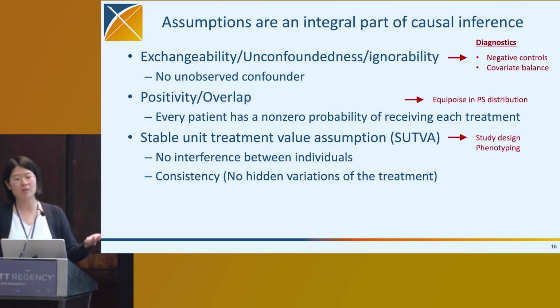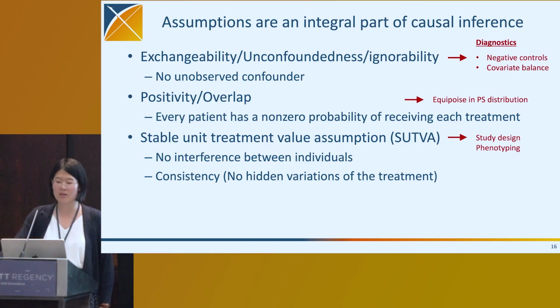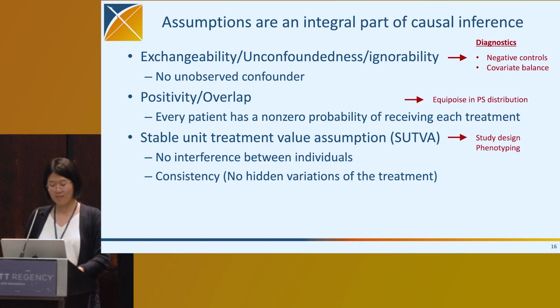And just for completeness, I include the SUTVA assumption here, which is a terrible name. It doesn't really mean much, but it basically means that there shouldn't be any interference between individuals; infectious disease is a classic example where that is violated. And consistency, which means that there's no hidden variation of the treatment. Your treatment is well defined, so that the causal effect that you estimate you can contextualize well with no ambiguity. All right, so that's my part.